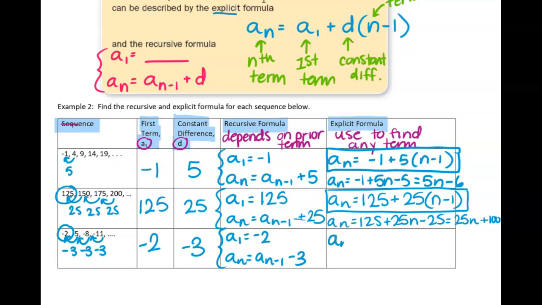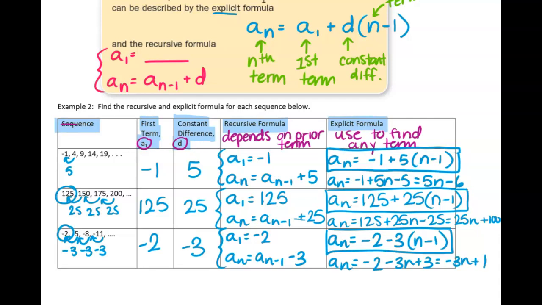For explicit, a sub n equals our first term, negative 2, minus 3, or plus negative 3, either way, times n minus 1. If you're asked to simplify, or just because you feel like it, negative 2 minus 3 times n, which is negative 3n, and then negative 3 times negative 1 is plus 3. So you would end up with negative 3n plus 1.